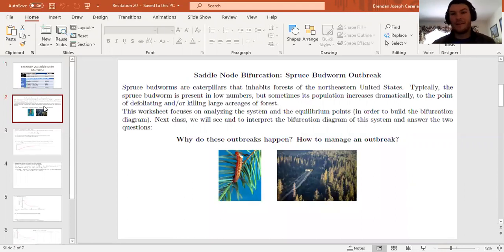So we're talking about saddle node bifurcation, specifically the Spruce Budworm outbreak. We have these budworms. They're the prey, so to speak, and we have birds, which are the predators, and we want to model the population of the budworms. In some cases, they're in a nice equilibrium with relatively small numbers of budworms and however many birds. But sometimes the budworm population explodes and it does horrible things to the environment. So what we're trying to figure out is why those explosions happen, and how we can mathematically model them.